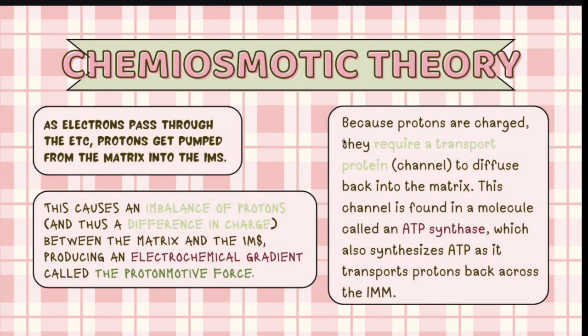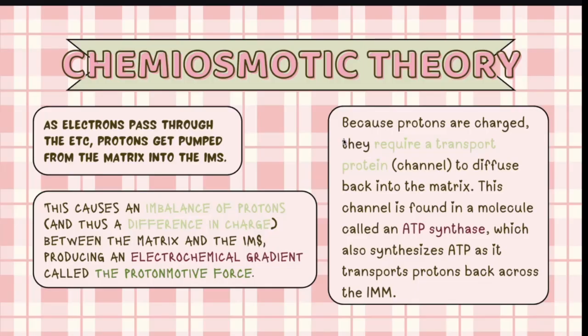Now, when protons are pumped from the matrix into the IMS, this creates an imbalance in the concentration of protons, and because protons are charged, it also creates an electrical potential gradient. So basically it creates an electrochemical gradient, specifically called the proton motive force.